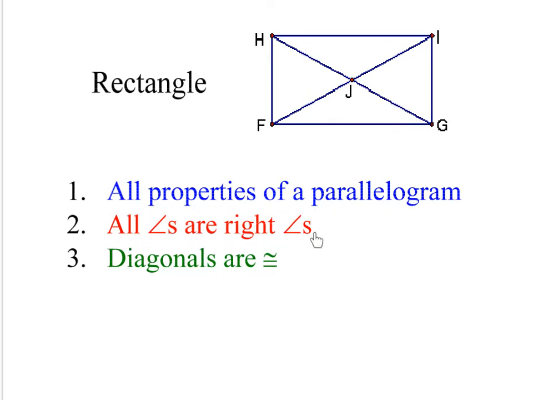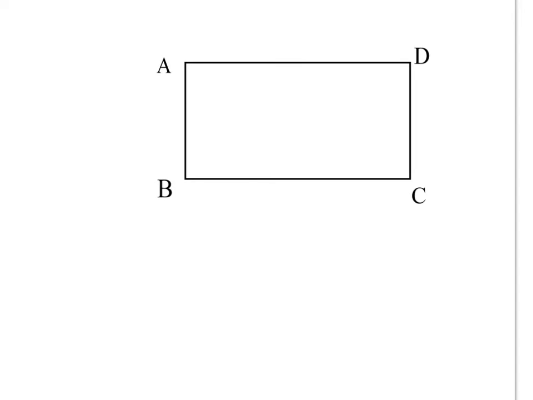All angles are right angles, and an extra property of rectangles now: diagonals are congruent. In other words, FI is congruent to HG. So if we look at the rectangle right here, because it is a parallelogram, we know that this is parallel to that, and this is parallel to that. We know that the opposite sides are congruent, the opposite angles are congruent, and consecutive angles are supplementary.